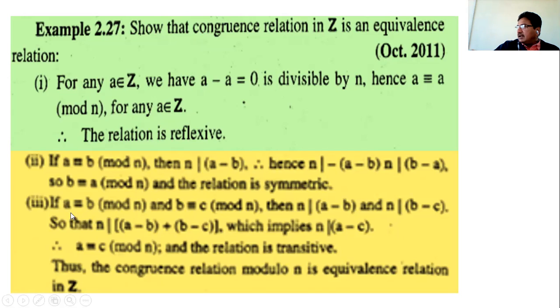When we say a relation is transitive: if a is related to b and b is related to c, and we have a is also related to c, then we say the relation is transitive.